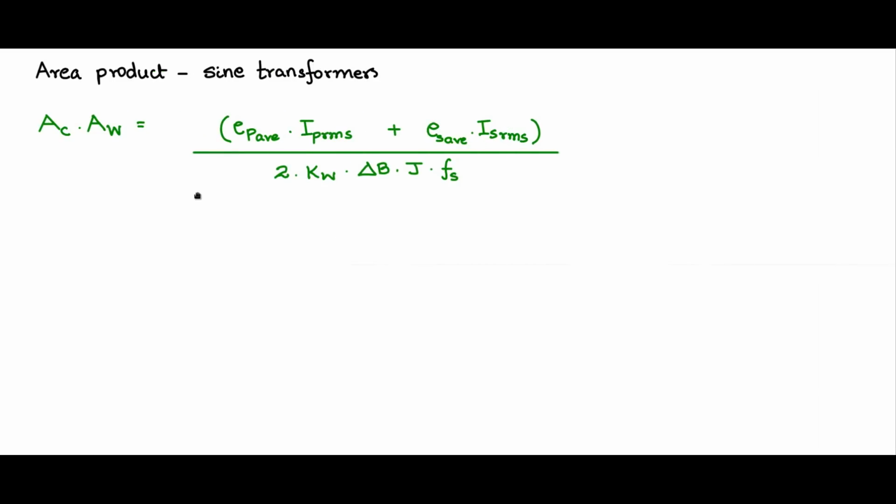Let us find out what the area product is for sine transformers from the generic area product relationship that we just developed. The generic area product is given in this fashion. We have on the primary side EP average, half cycle average, IP RMS, E secondary half cycle average, IS RMS, and the denominator portion given by the winding factor, delta B, J and Fs. We need to find out for sine transformers what the EP average, ES average, and delta B are. So let us look at delta B first.